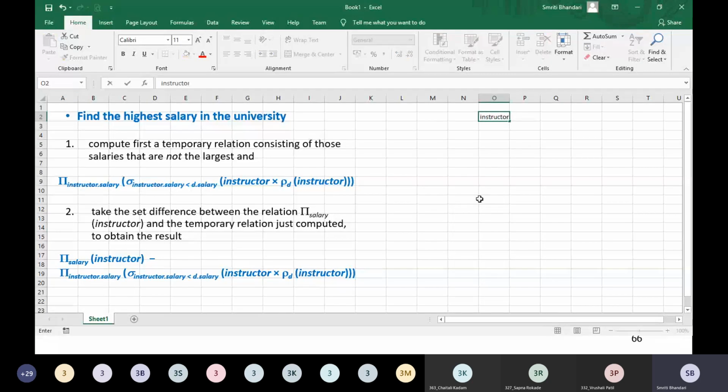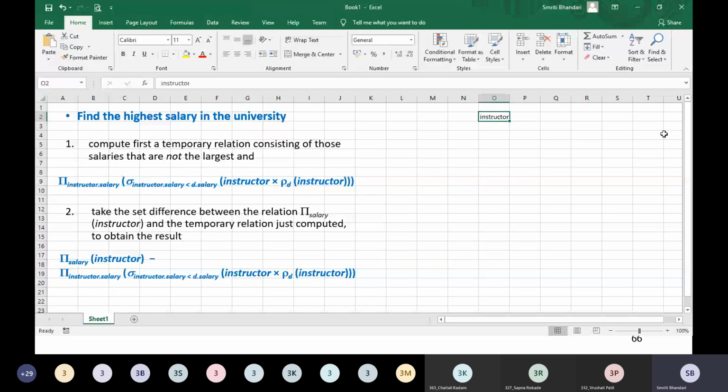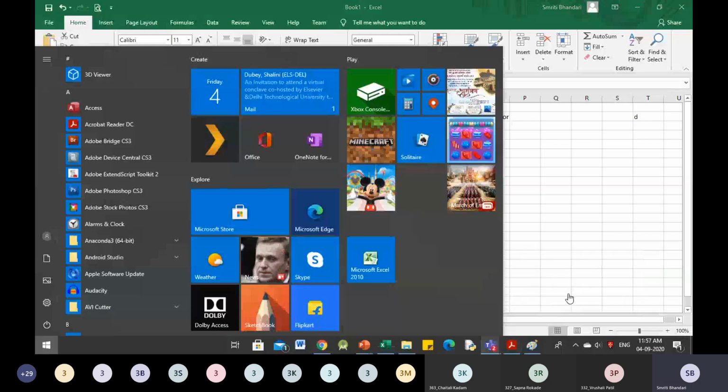Okay. So what I'm going to do is use the instructor table, first instance, right? See here, I have the instructor table. And I have one more instructor table, but this time we are renaming this instructor table as D. So I have the instructor table, and once again the instructor table renamed as D.